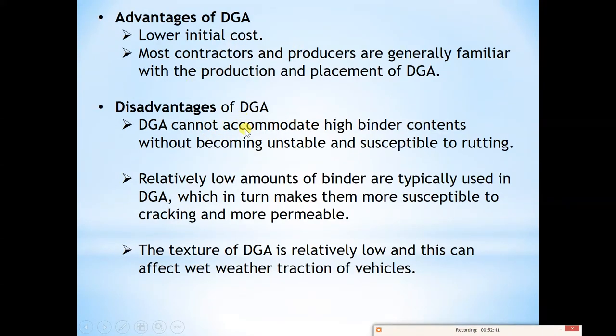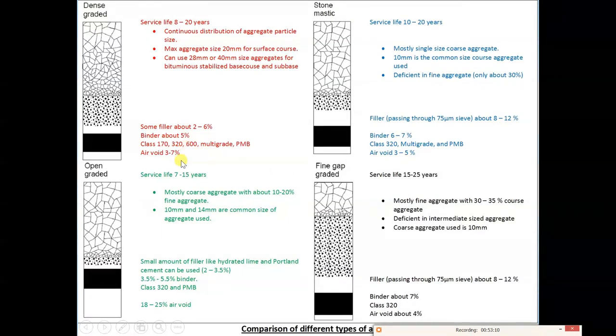The disadvantage of the DGA: the DGA cannot accommodate high binder content without becoming unstable and susceptible to rutting. So the DGA is different from the stone mastic or the gap graded. You cannot increase the binder content. The binder content in this case is like 5%, whereas for the stone mastic it is 6 to 7%, about 7%. You cannot increase it, because if you increase it, it could affect the strength of the whole asphalt.